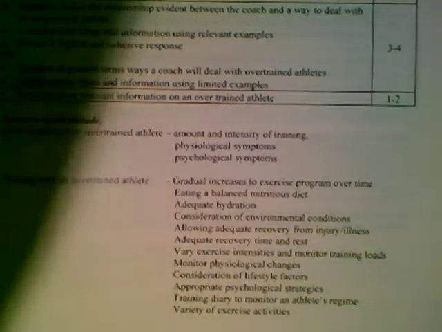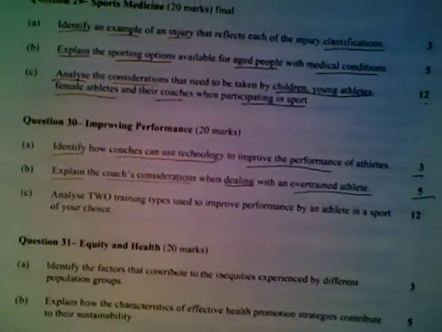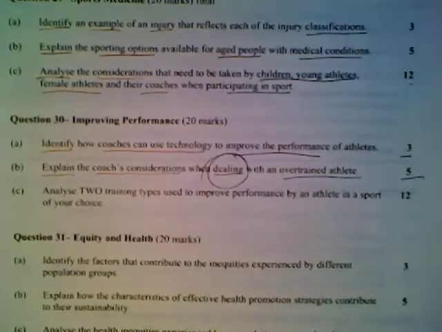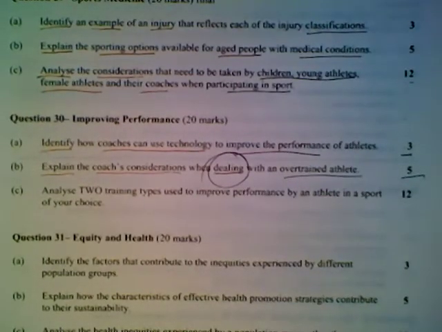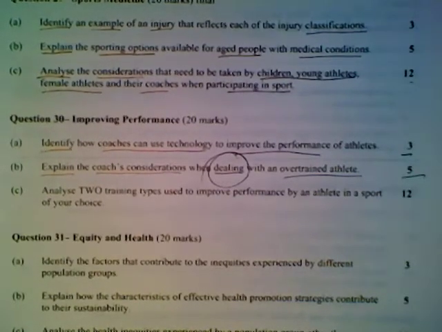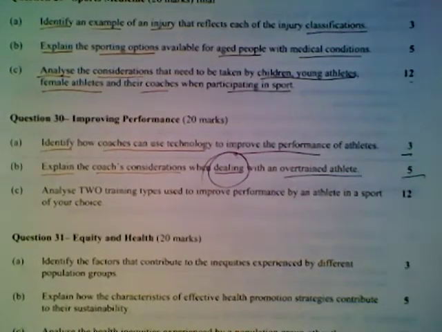Remembering, if we come back to our question, what our question said to us was, explain the coach's considerations when dealing with an overtrained athlete. What would they need to do for an overtrained athlete? And that's exactly what our feedback is saying. Again, I'll read it for you: some students only discussed the ways to identify an overtrained athlete and failed to identify the strategy to employ to deal with such an athlete. It was more along the lines of how do you deal with an overtrained athlete as opposed to what are some of the symptoms of an overtrained athlete.